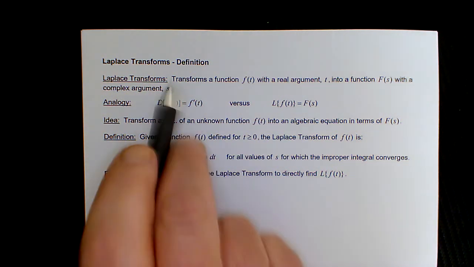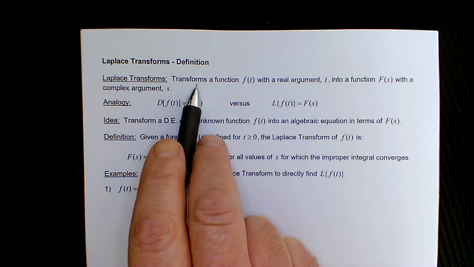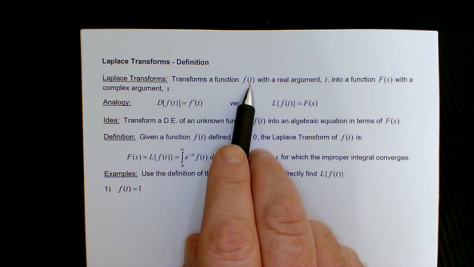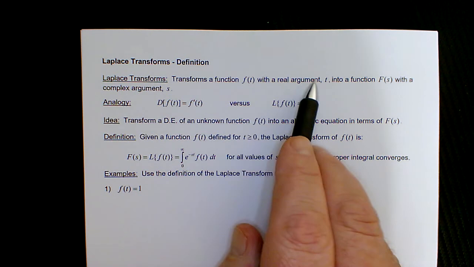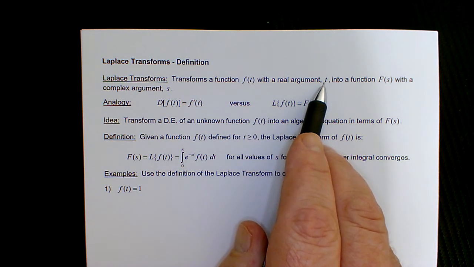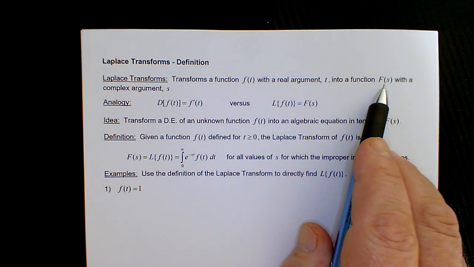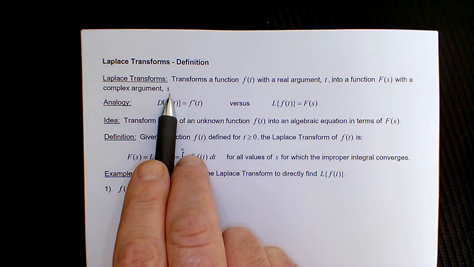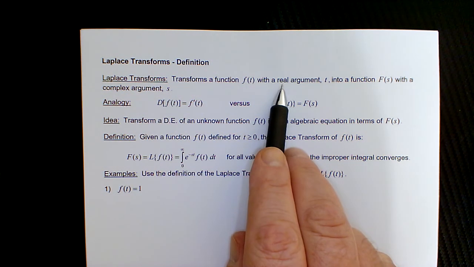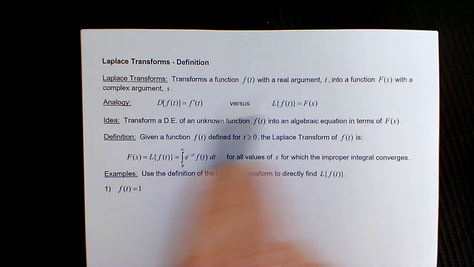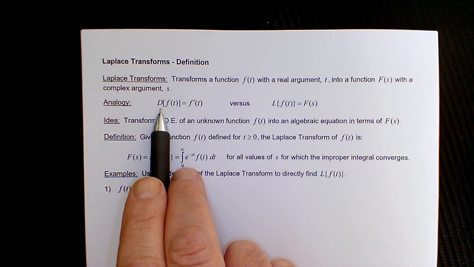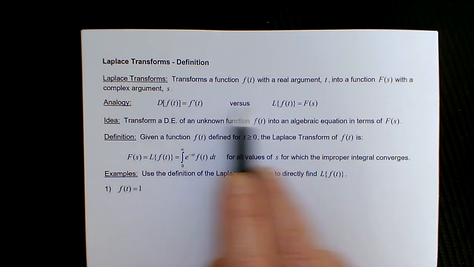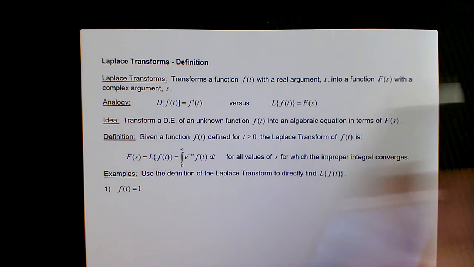We start with Laplace transforms and the formal definition, and it basically takes a function f of t with an argument of t and transforms it into a function we call uppercase F of s. And the argument there is the complex argument s, as opposed to the real argument t. So it's analogous to taking a derivative of a function. You take a derivative of a function, you get a function. So we take the Laplace of a function and we get a function.